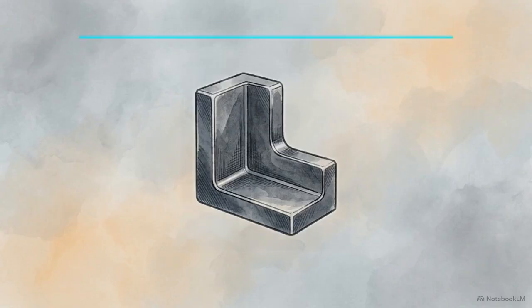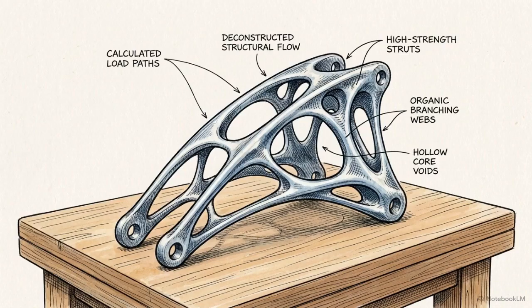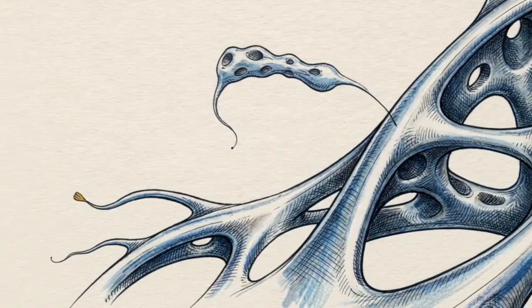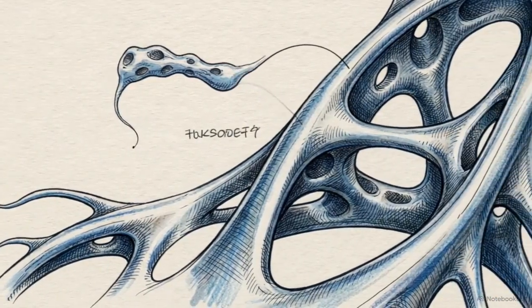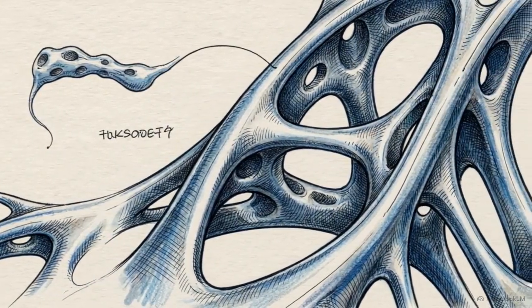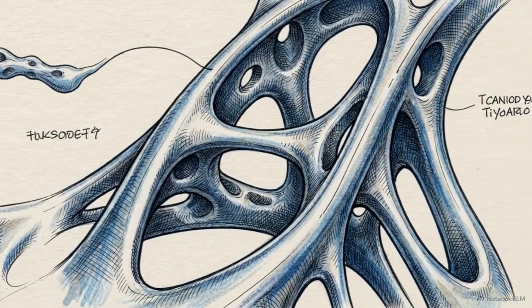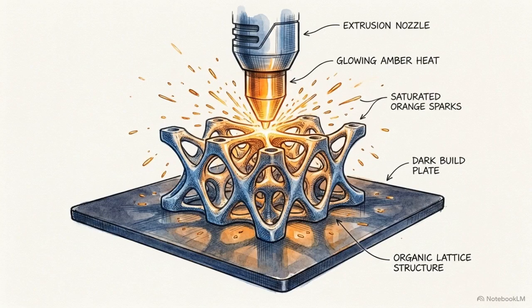This is a process where artificial intelligence calculates the exact physical load paths an object needs to endure, and then generates an organic, alien-looking design that strips away every ounce of unnecessary material. These ultra-lightweight, computer-generated structures look like bone or tree roots. They can only physically exist in the real world because a 3D printer can build the impossible geometries they require.